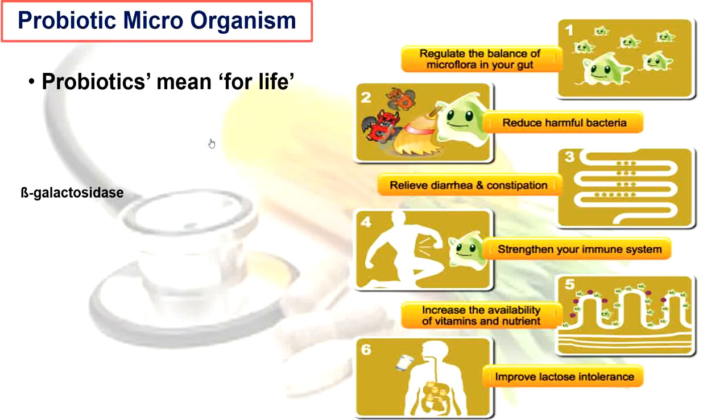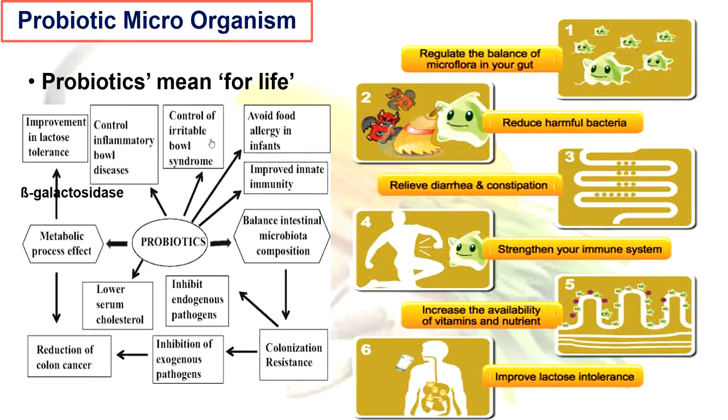When you say lactose intolerance, certain people are not able to digest lactose, which is a milk sugar. So the probiotic microorganism releases an enzyme, beta galactosidase, which improves the lactose tolerance power of a human. So it helps in improving lactose intolerance. Apart from this, it controls inflammatory bowel diseases and irritable bowel syndrome, and it improves our immune system.